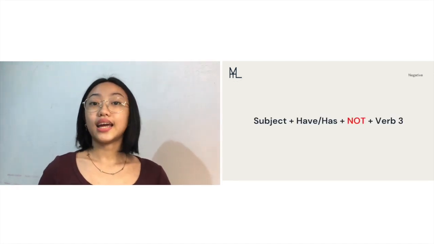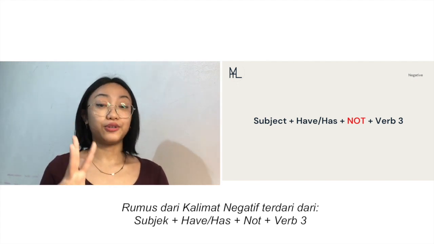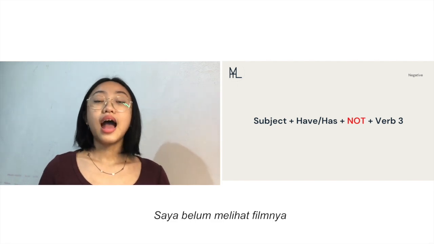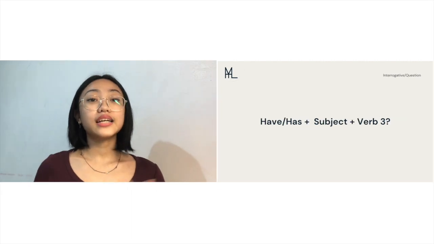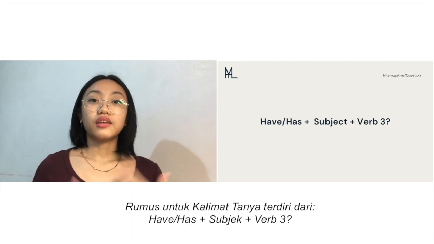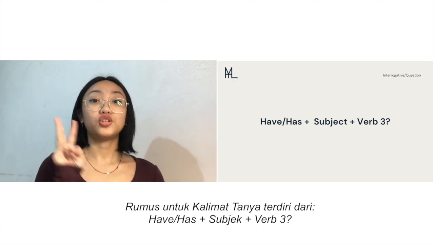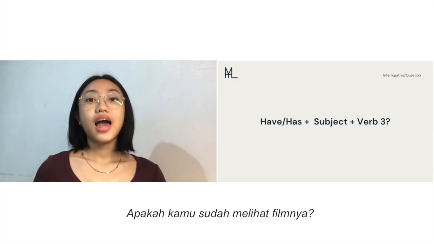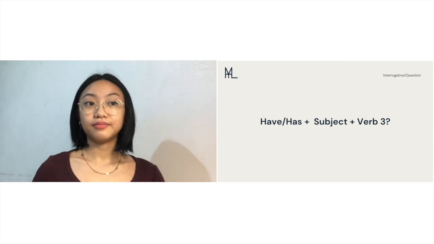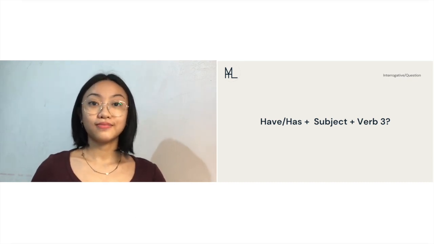The next one is the negative sentence. So, subject plus have or has plus not plus verb 3. For example, I have not seen the movie yet. The next one is question form. The formula contains have or has plus subject plus verb 3. Don't forget question marks. For example, have you seen the movie? Or has she written the books?